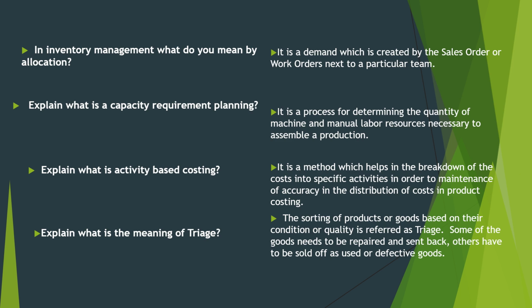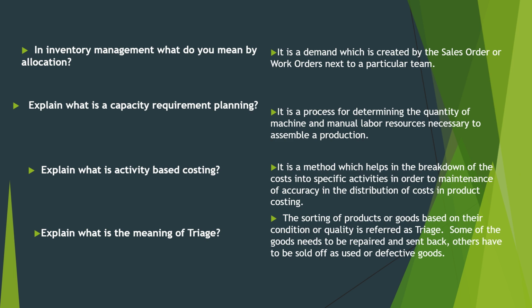It is a demand which is created by the sales order or work orders next to a particular team. Explain what is a capacity requirement planning. It is a process for determining the quantity of machine and manual labor resources necessary to assemble a production.